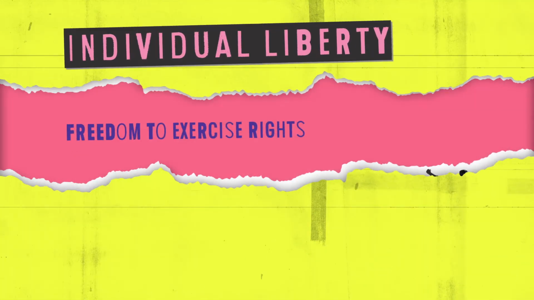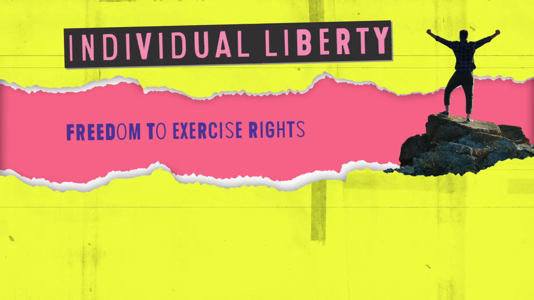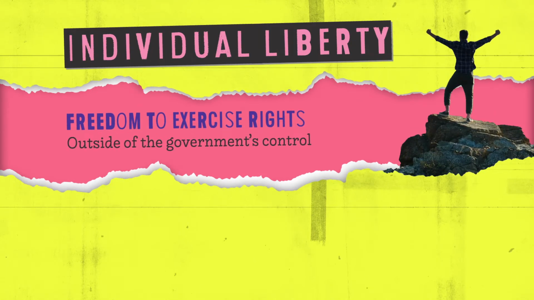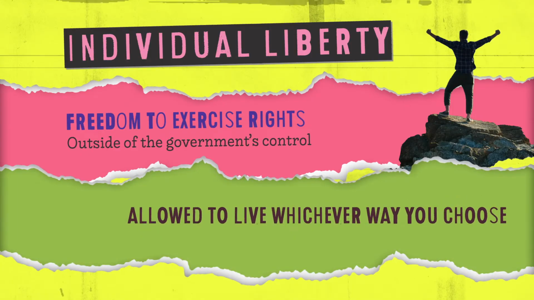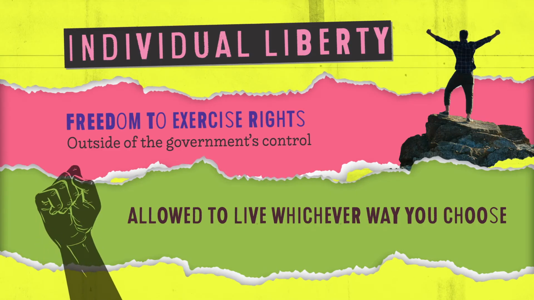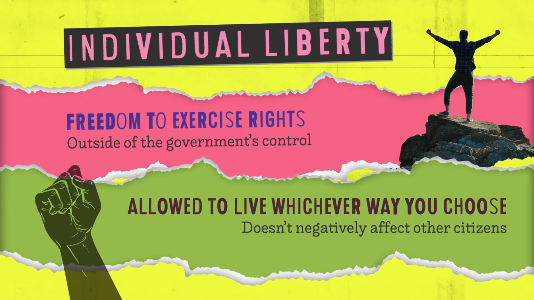The fourth value is individual liberty. This suggests the freedom to exercise rights, generally seen as outside of the government's control. It can be looked at as being allowed to live whichever way you choose, with the lifestyle you feel is right for you, as long as it doesn't negatively affect other citizens.